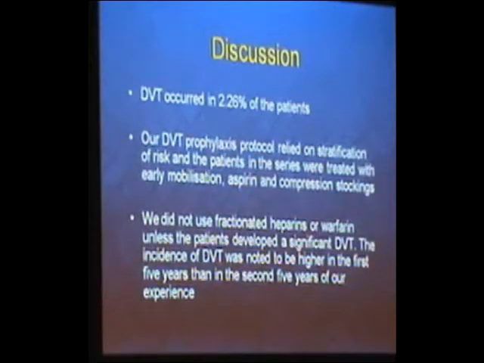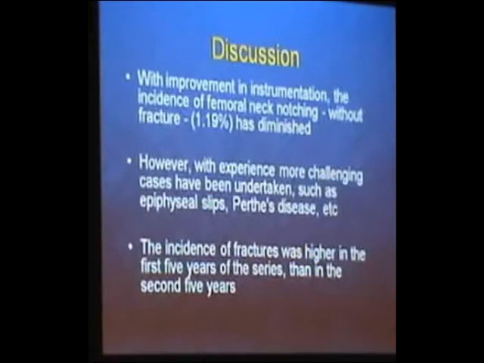With improvements in instrumentation, the incidence of femoral neck notching without fracture has diminished from the 1.2% incidence. But as time went on, I took on more challenging cases such as epiphyseal slips and Perthes disease. The incidence of fracture was higher in the first 5 years of the series than in the second 5 years, but if those 2 initial patients are excluded, and they would not have been operated on under current criteria, then the incidence would be the same.